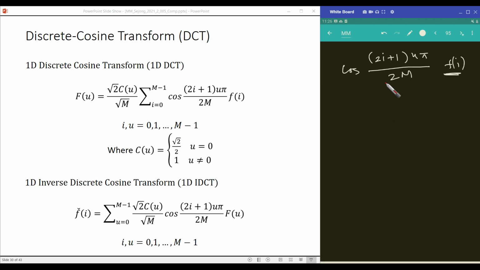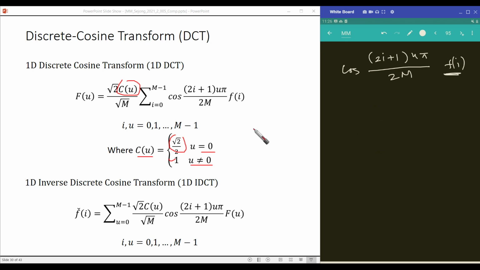Let's say you take one sequence of numbers, 1, 0, 1, something like this, and convert it to another sequence of numbers. You can do it, right? Anyway, there is something like C(u), a constant C(u). What is this constant? It says that if u is not equal to 0, then it is 1, and if u equals 0, then it is root 2 over 2.